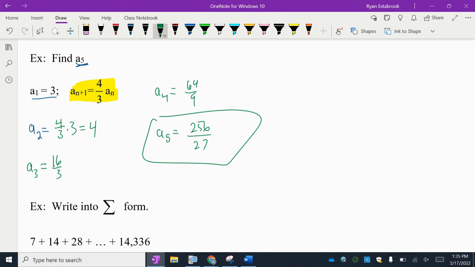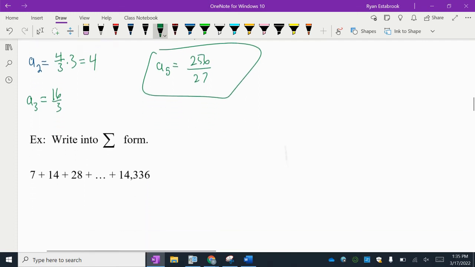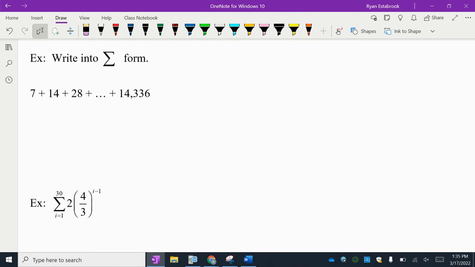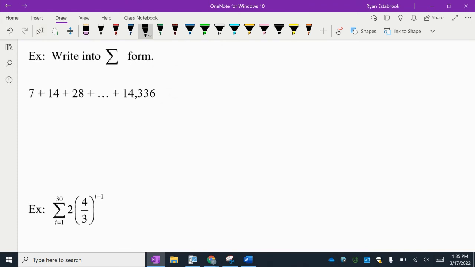I don't like recursive as much because I have to find all these other terms to get to the one that I want. But sometimes this is the way you see them described. So we have to interpret what they are saying. So those are sequences. Now let's take a look at some of these series problems.